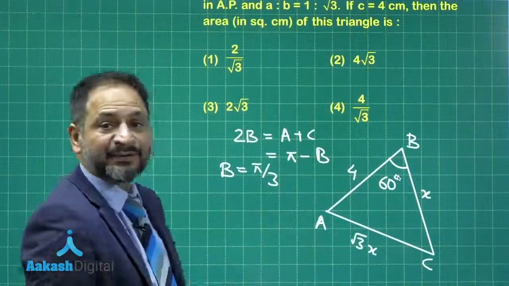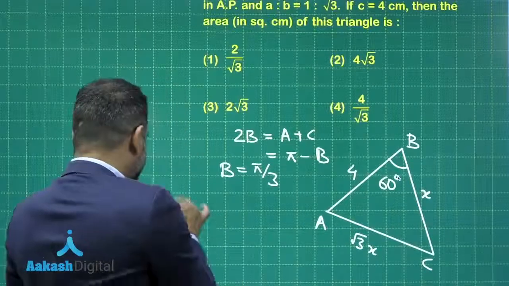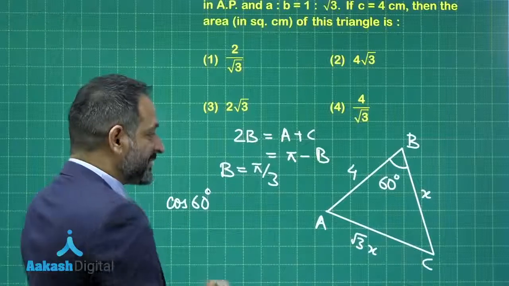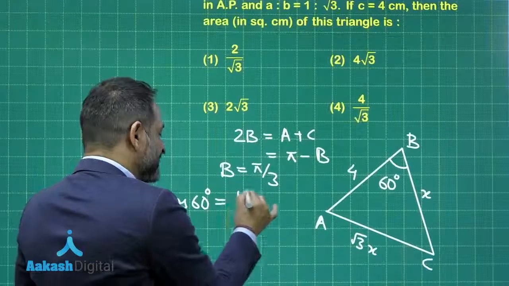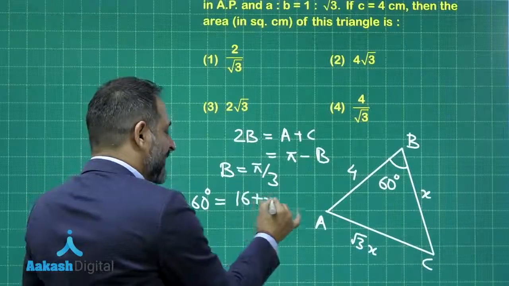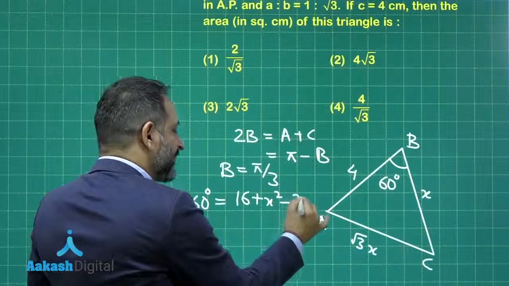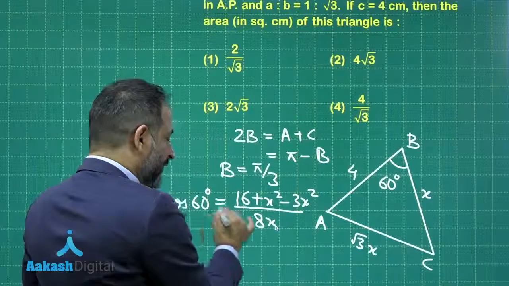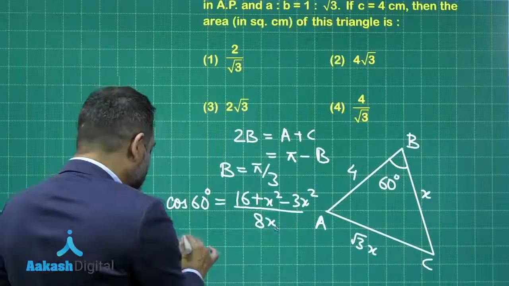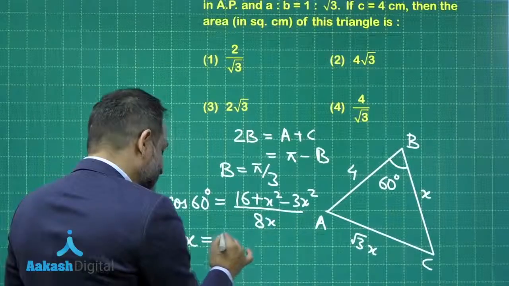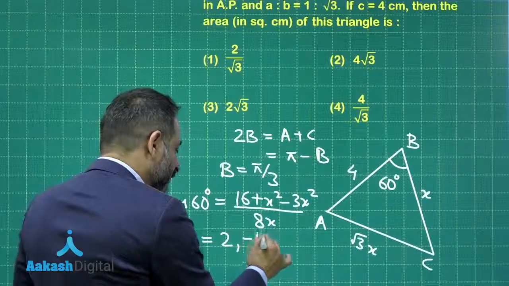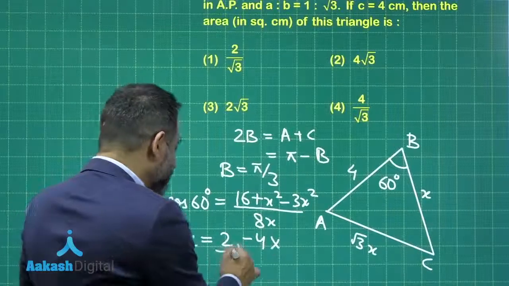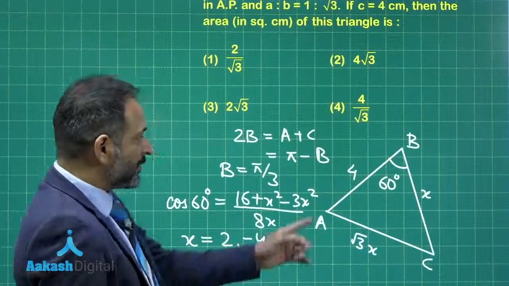Now we will be calculating x from here by applying cosine formula, that is cos of 60 degree is equal to (16 plus x square minus 3x square) upon 8x. Now if you calculate x from here, you will get two values, that is x is equal to 2 and minus 4. Definitely minus 4 will be neglected, so we will be taking only 2 because that is positive. Now you know what is x.